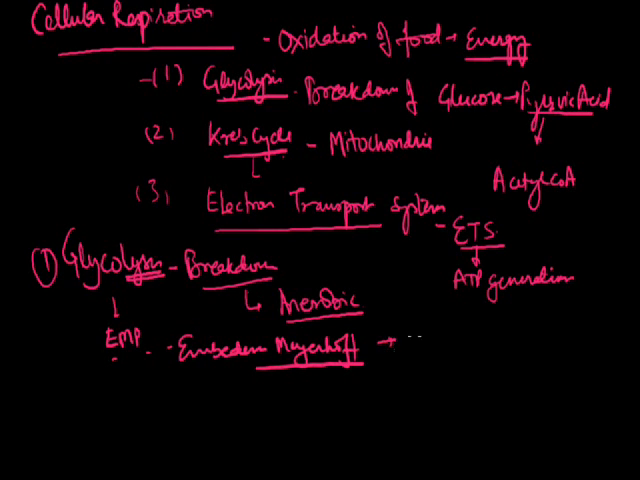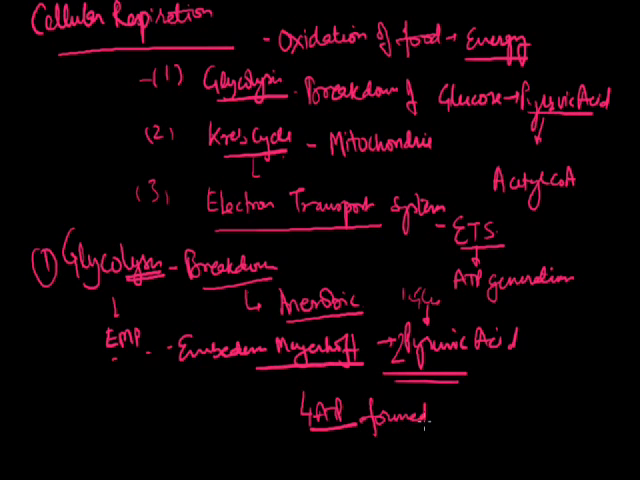So it results in the formation of pyruvic acid in the cytoplasm, and one molecule of glucose gives only two molecules of pyruvic acid. And during the process of glycolysis, in all, four ATP molecules are formed, out of which two are utilized at various steps. So there is a net gain of 4 minus 2 is equal to 2 ATP out of glycolysis.